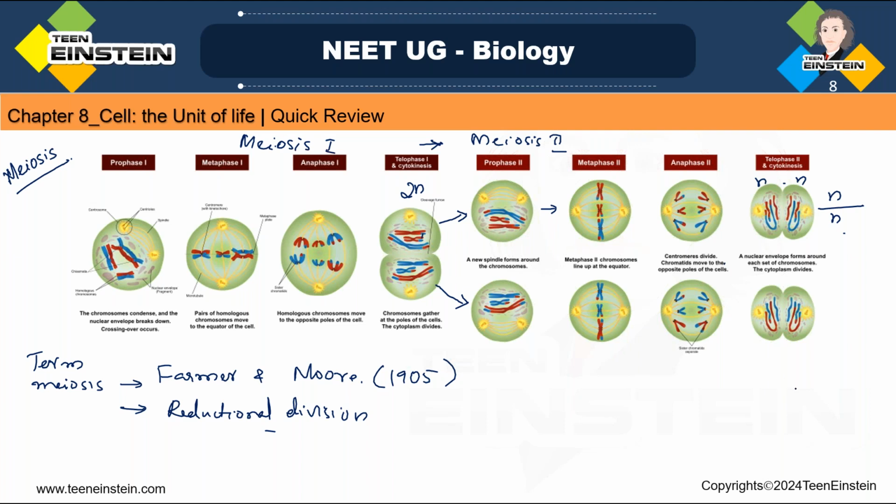So the phenomenon of meiosis is taking place in the reproductive cells, and that helps in the formation of gametes and spores. Okay, this is helping for gamete formation.